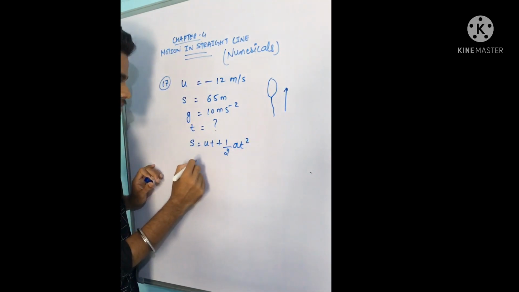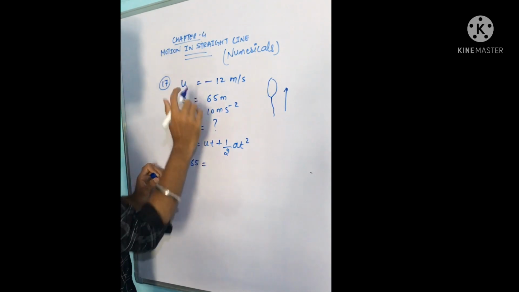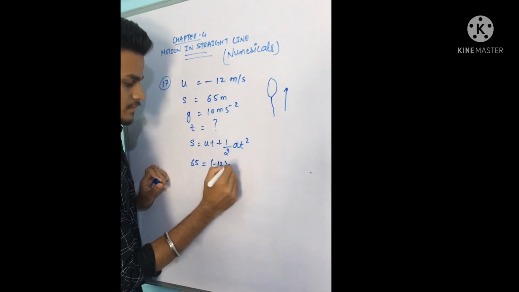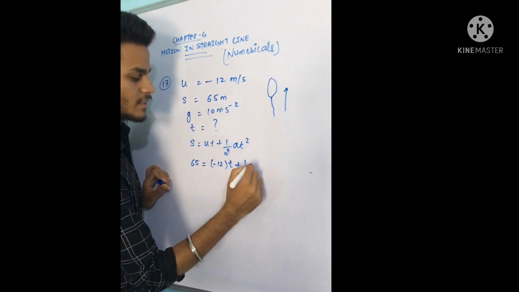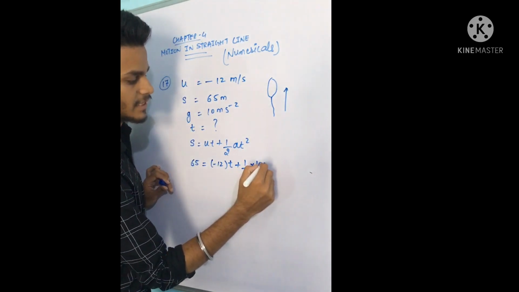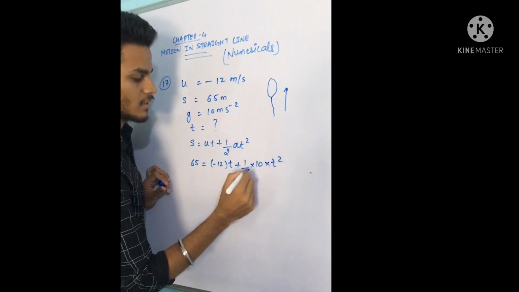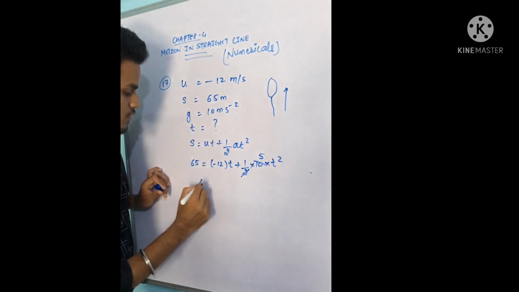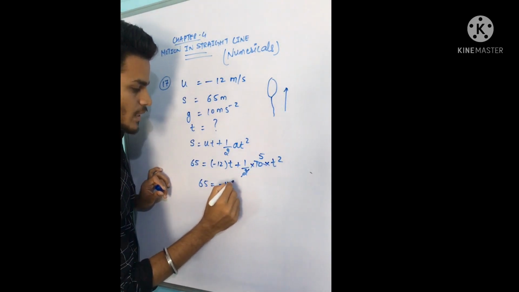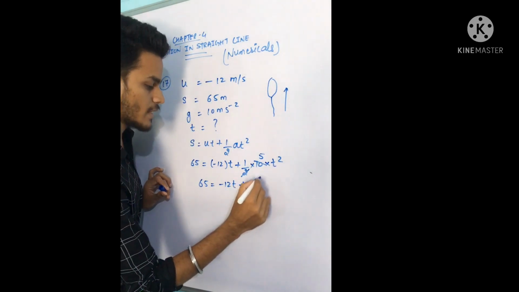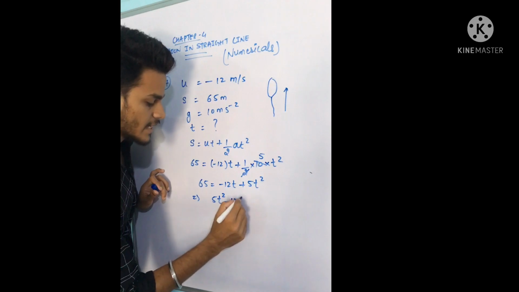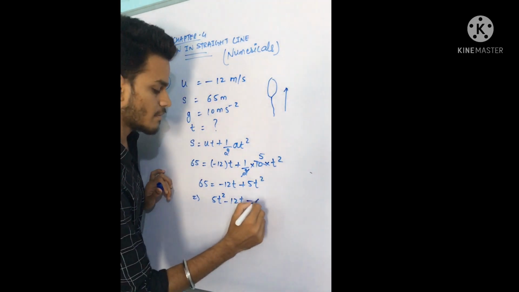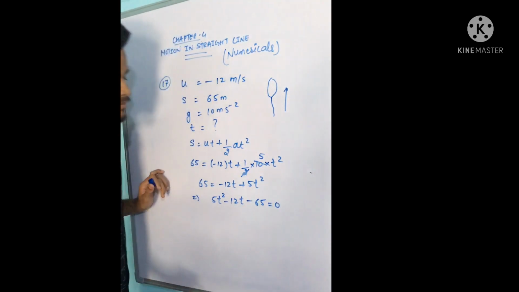What is S here? 65. What is u? u is minus 12. t is not given. Half. What is a here? a is the acceleration due to gravity, which is g, which is 10, and t square. What we get? Minus 12t plus 5t square. Arranging this as a perfect quadratic equation, we get 5t square minus 12t minus 65 is equals to 0.